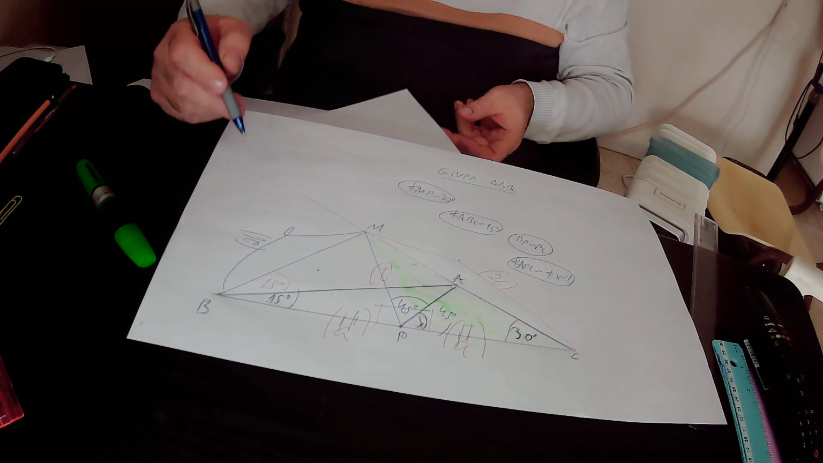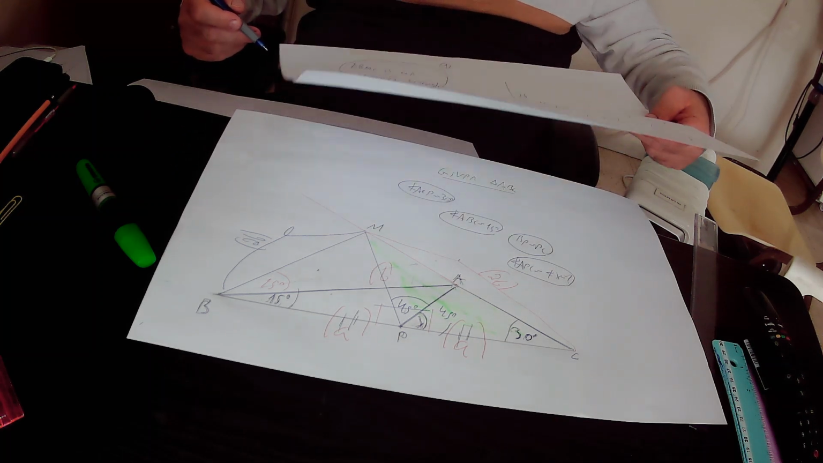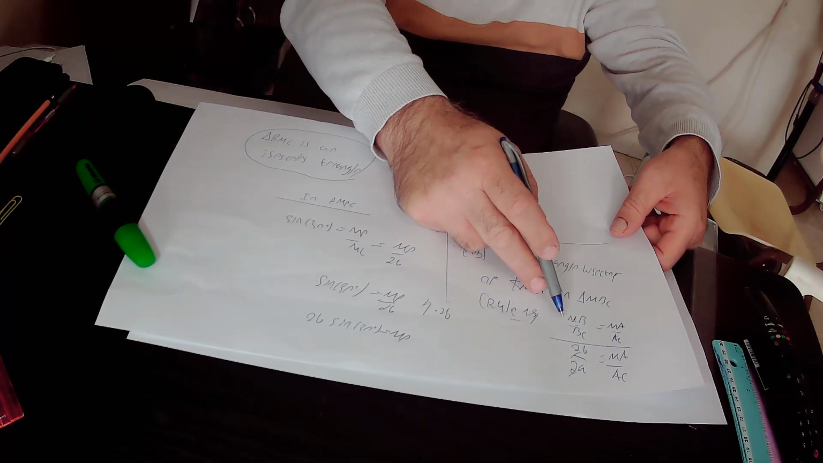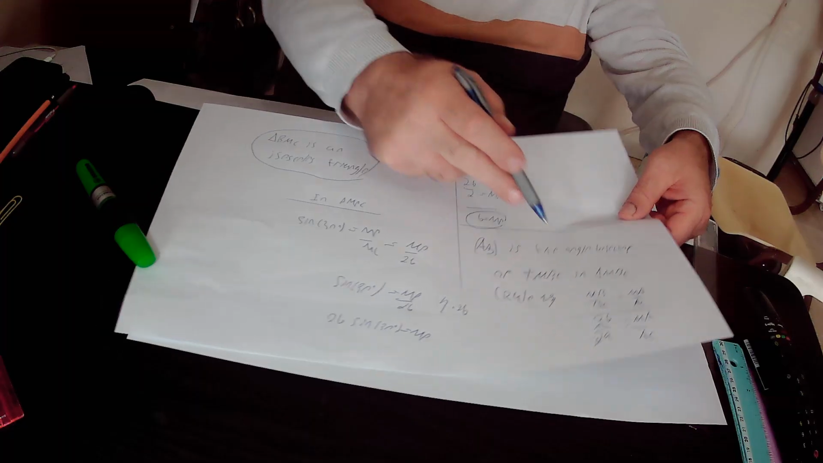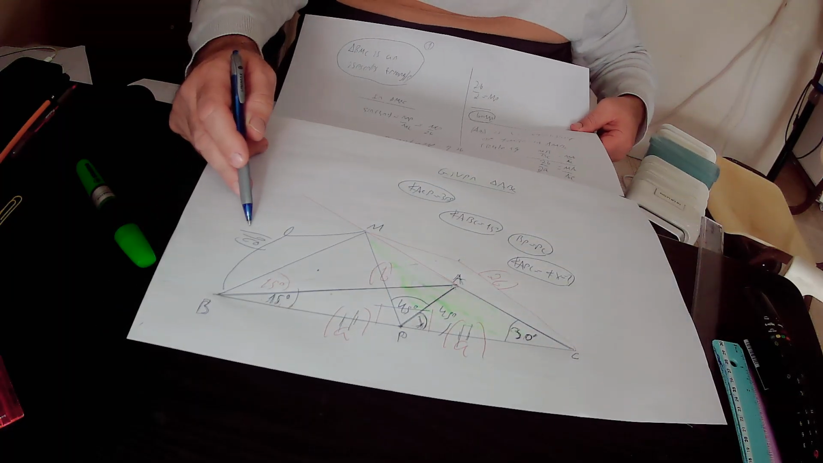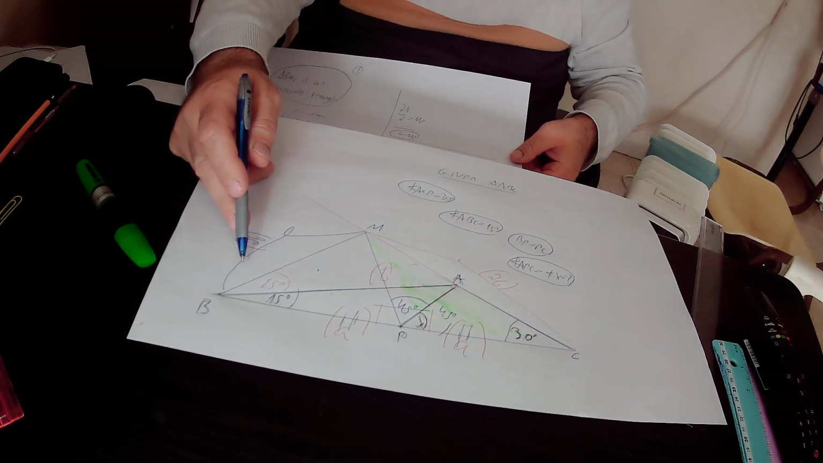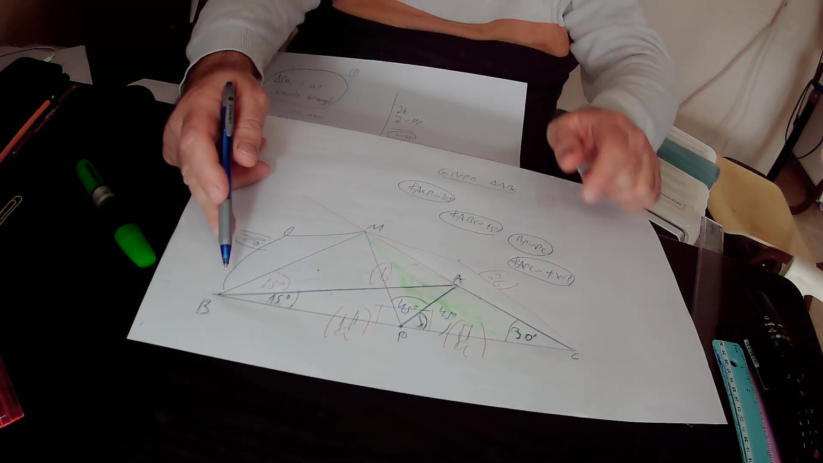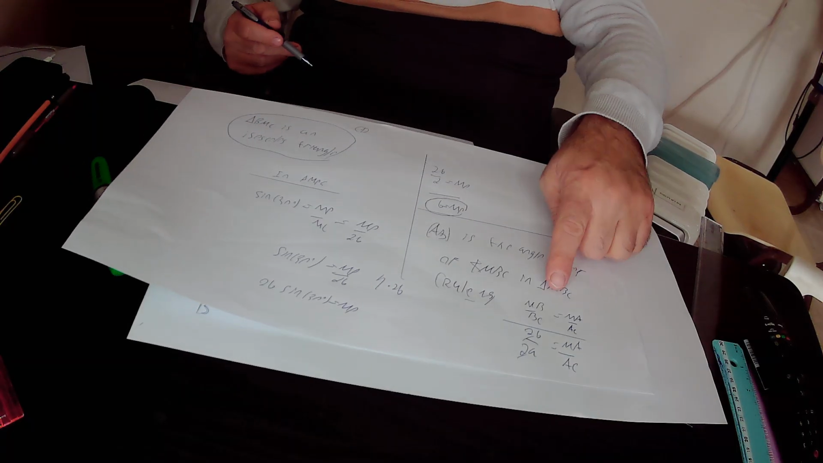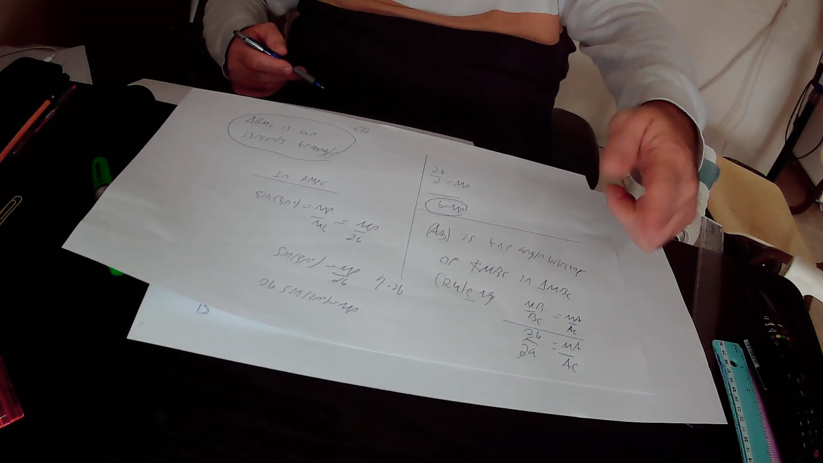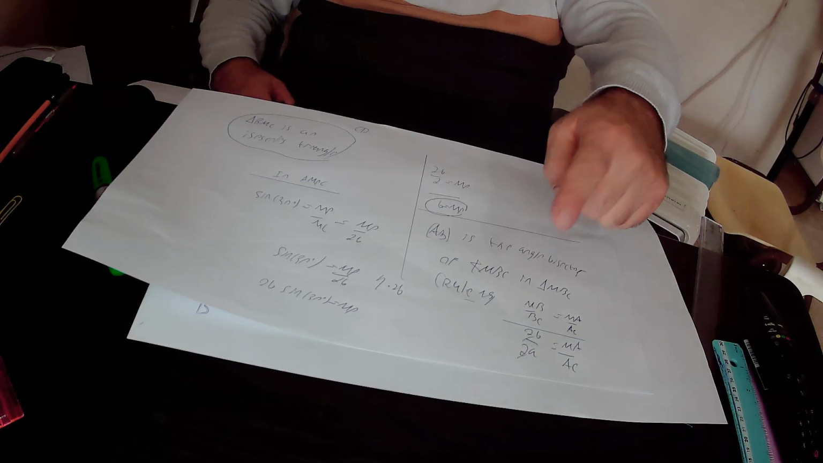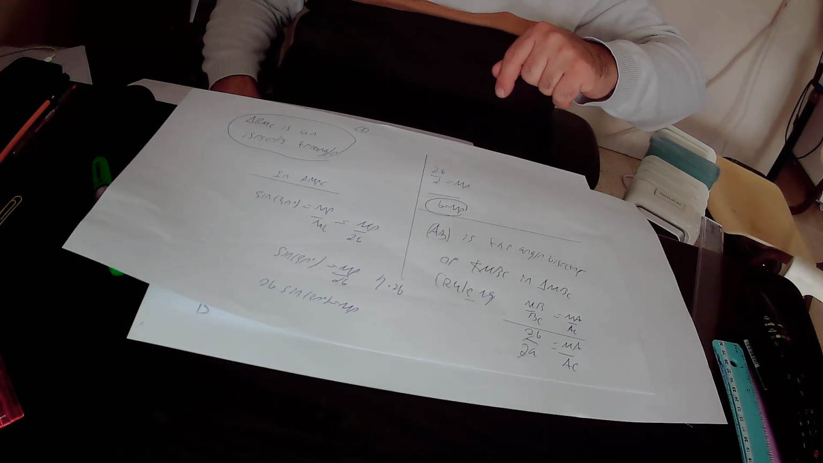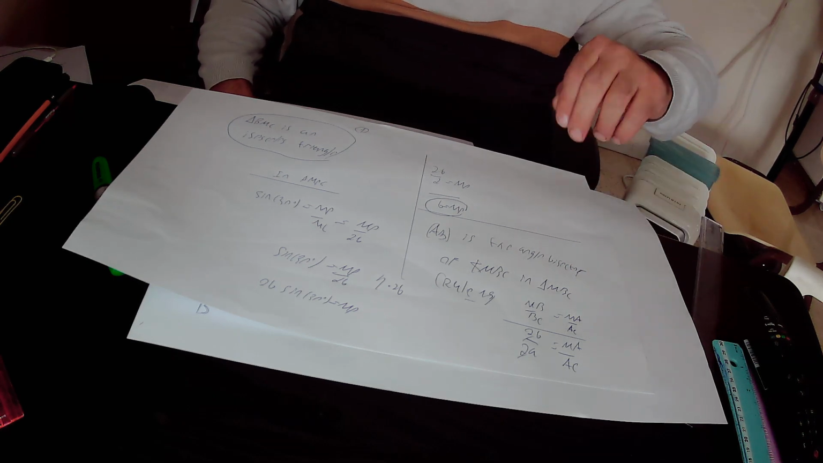So according to rule 19, MB over BC equals MA over AC. MB is 2B over BC, and BC is A plus A, that is 2A. So MB over BC is 2B over 2A. The 2 gets cancelled and we are left with B over A equals AM over AC.